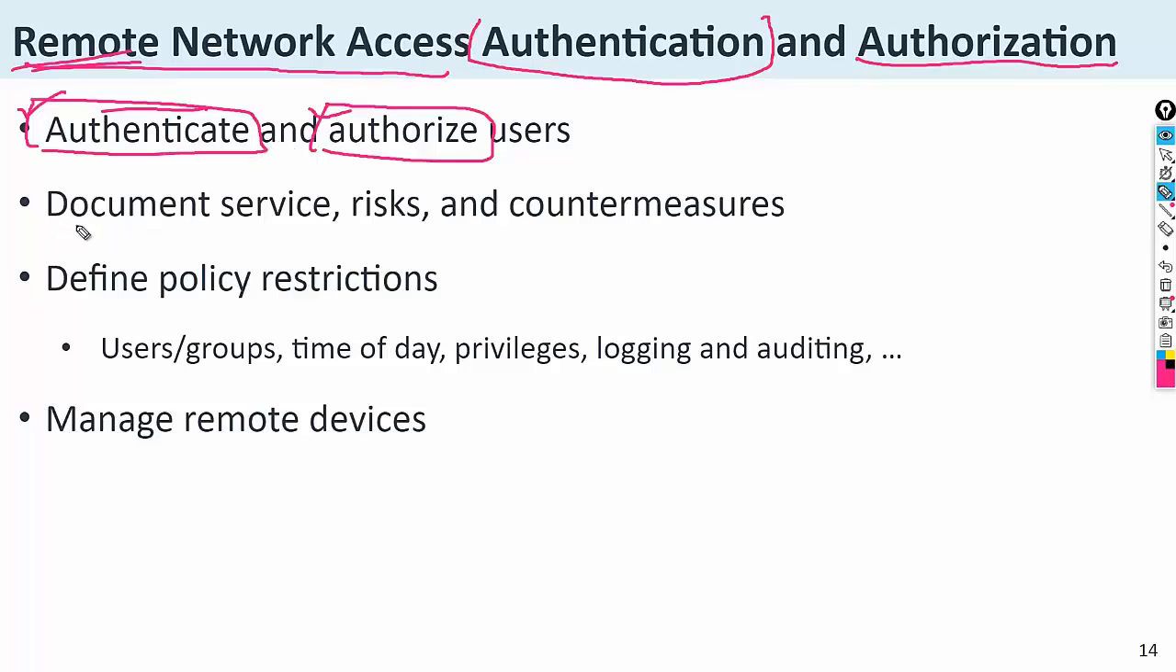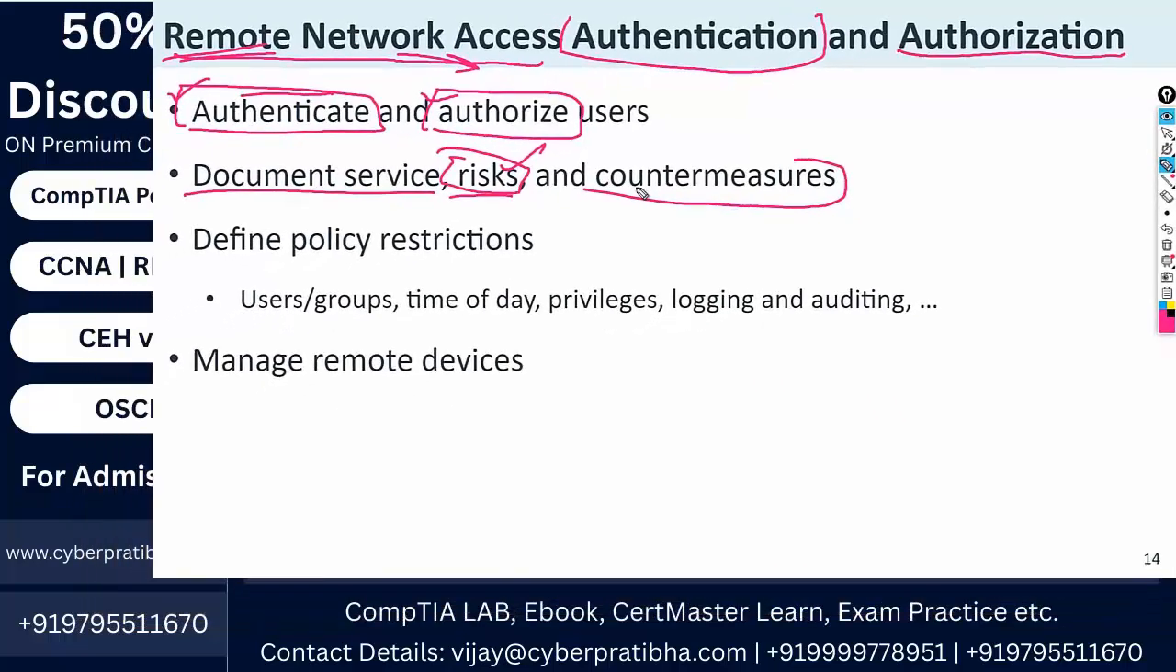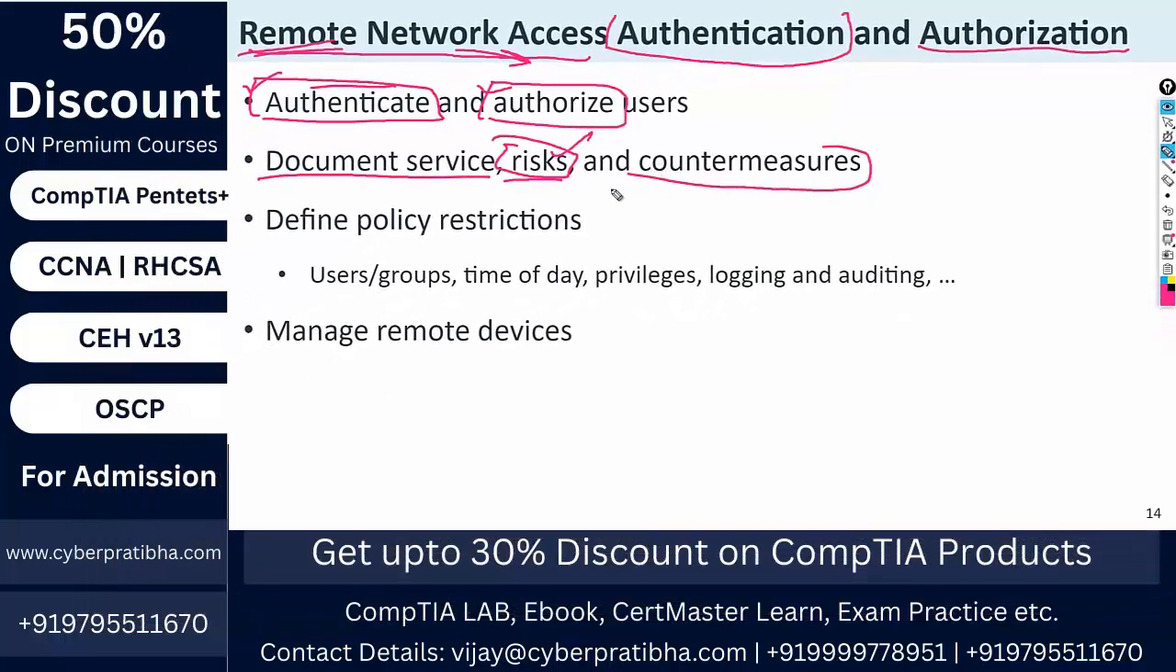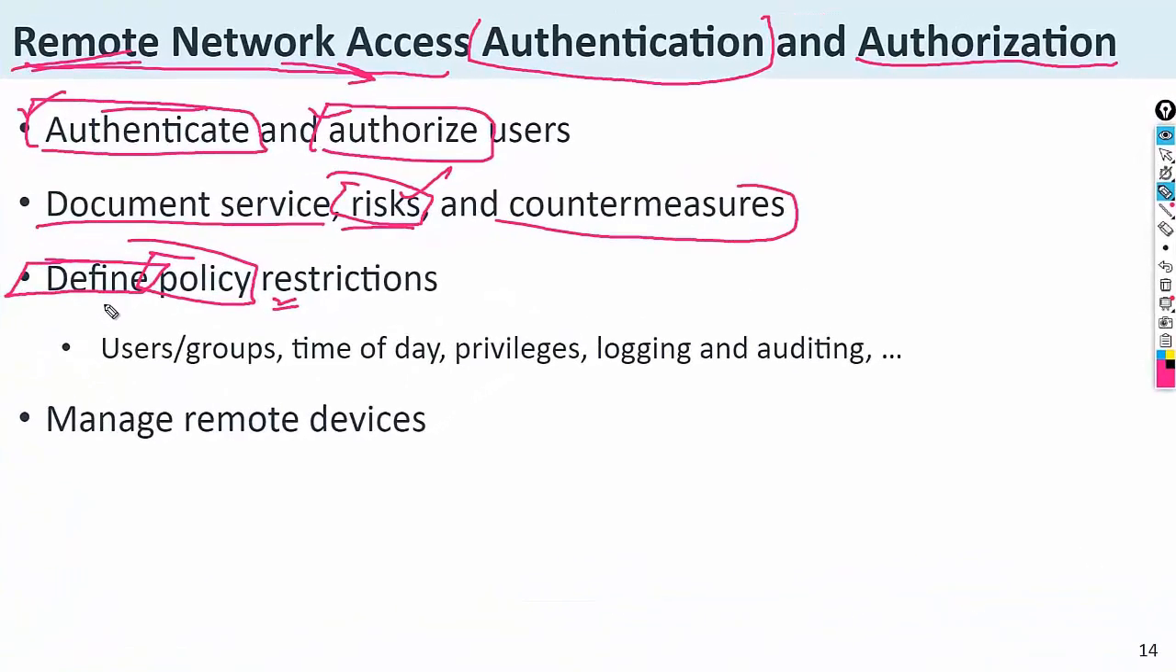It may be the document services, risk and countermeasures. There are lots of risks when you are accessing a remote network. So we will discuss what the risks and countermeasures are. Also, at the time of access, a policy for restriction is required, and the upper team must define this policy for the restriction.